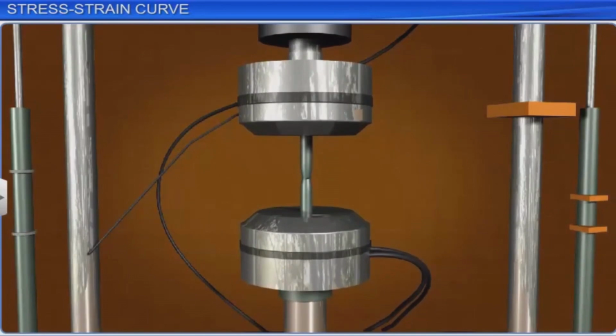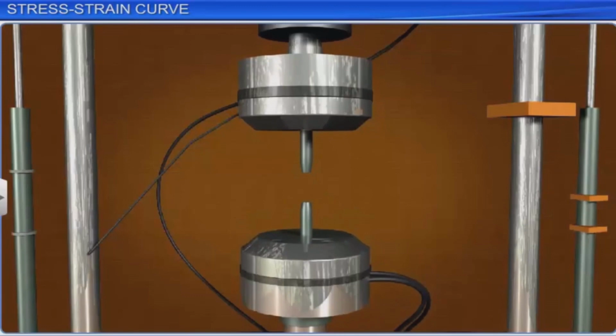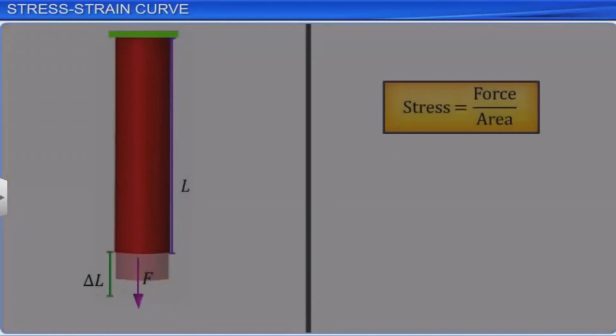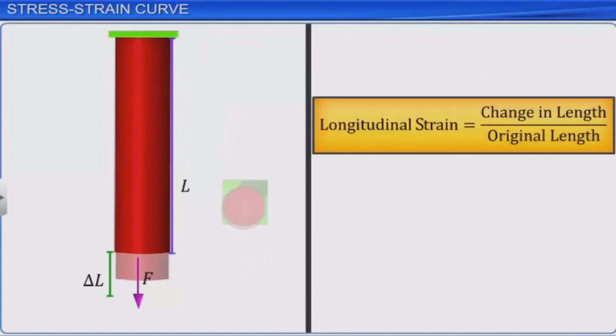A machine used for stress testing is shown on the screen. The two ends of the rod are held between the top and bottom grips. One end is fixed and the other end is pulled to apply a precise load. The stress is calculated by dividing the load F by the original area of cross-section A of the rod. The strain is calculated by dividing the elongation delta L by the original length L of the rod.